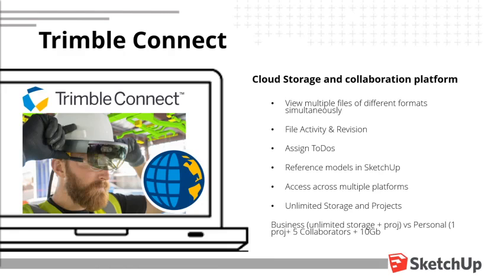In subscription, we have the Trimble Connect. Trimble Connect is a collaboration tool that connects the right people to the right constructible data at the right time. So here you can view multiple files of different formats simultaneously. You can assign activities, reference models in SketchUp from other software, and you can save your work through the cloud.